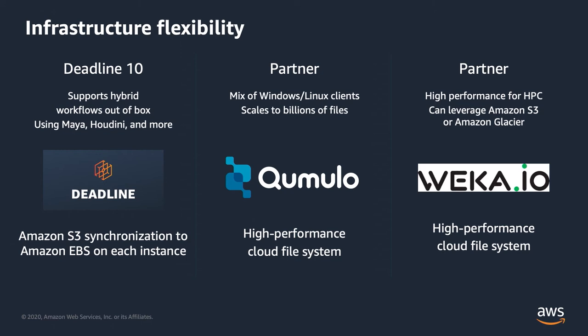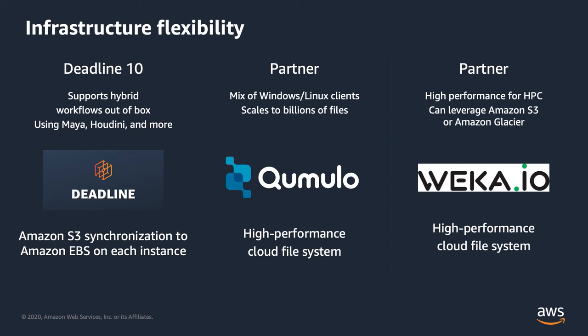But you can also use Cumulo as a way of being able to do things like mixing Windows and Linux clients together. Say you have applications that are only Linux or only Windows, having that mix and protocol is helpful. The ability to scale to billions of files. So a great partner in Cumulo. And then also Weka, and you'll hear a little bit about Weka coming up from our friends at Untold, another high performance file system solution that leverages S3 and Amazon Glacier. So you'll hear more about them coming up from Untold, but another great partner for us when thinking about a high performance file system solution.